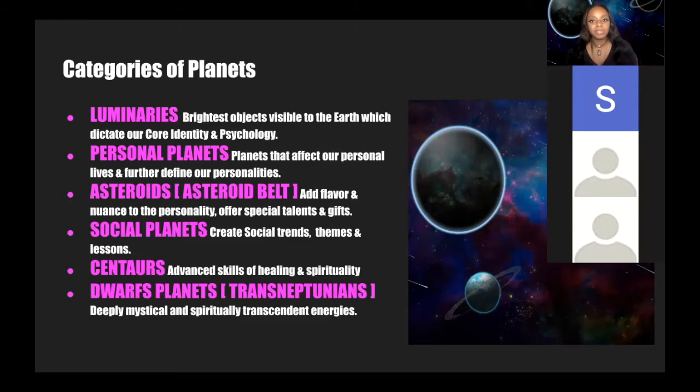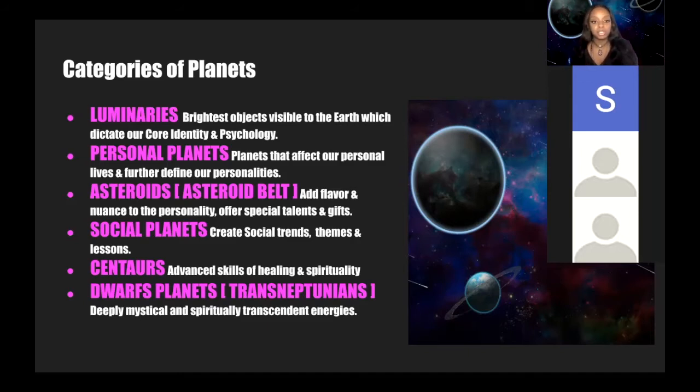So they add flavor and nuance to the personality and also offer special talents and gifts. Then we have the social planets. They create social trends, themes, and lessons. And these planets tend to be gaseous. They're Jupiter and Saturn, and they're a little bit farther out into the solar system. So they're starting to enter the realm of the outer planets.